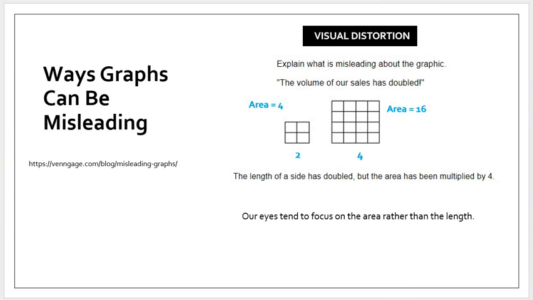Here's another example from your textbook. We have the quote, "The volume of our sales has doubled." Well, first of all, volume is 3-dimensional, and my picture is only 2-dimensional, which represents an area. So even though the side lengths of these two squares have doubled, the area has quadrupled. So your eye tends to go to the area as opposed to the lengths of the sides.